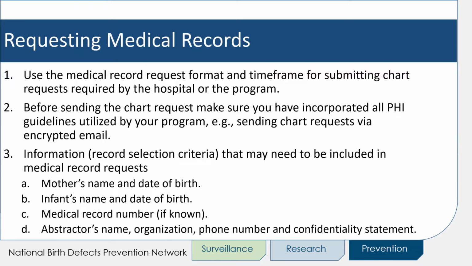Record selection criteria may need to be included in medical record requests. Examples include the mother's name and date of birth, the infant's name and date of birth, the medical record number, if known, the abstractor's name, organization, phone number, and confidentiality statement. Some hospitals may require a separate chart request for each chart requested. This may be required because some hospitals scan the chart request into the EMR.